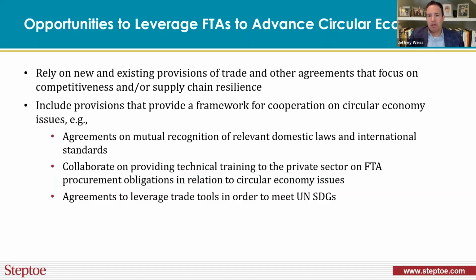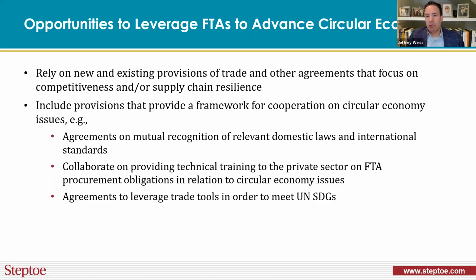And then I think you could also include provisions that provide a framework for more cooperation on circular economy. So mutual recognition agreements. If you're looking for friend-shoring agreements with trusted trading partners, you might have mutual recognition of domestic laws, standards, test labs, inspection bodies, certification bodies. You can collaborate on technical training to help the private sector gear up to meet those procurement obligations, because you want folks to be able to meet them as quickly as possible.